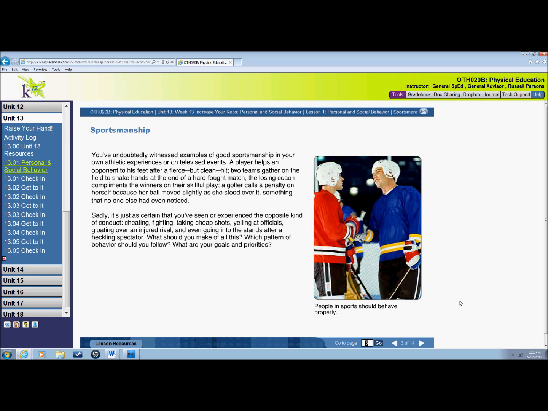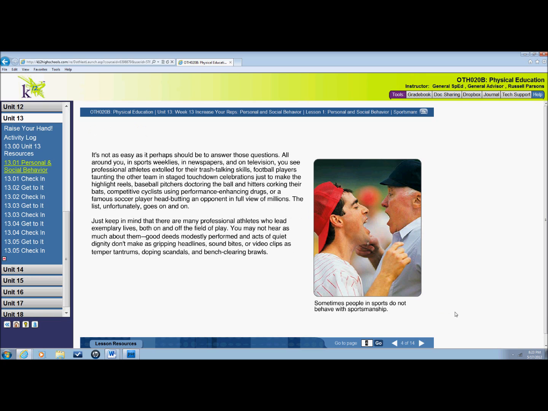So on this page, there's like two hockey team players from like opposite teams, and they're shaking hands. And below that, it says, people in sports should behave properly. So now we're moving on to page 4. It's not as easy as it perhaps should be to answer those questions.